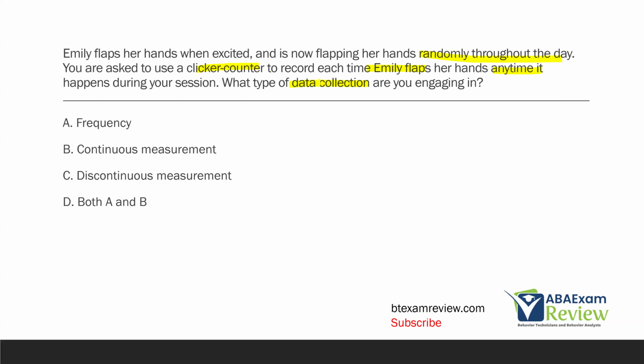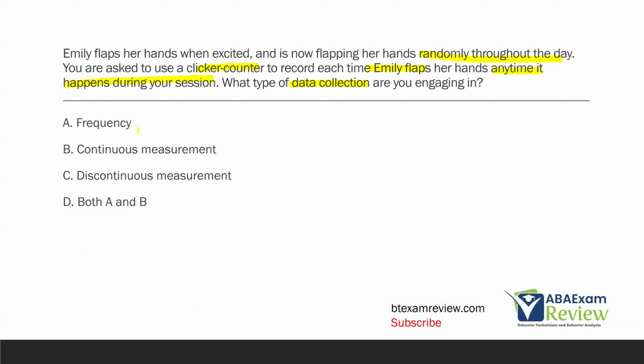One, you're going to use a clicker counter to record each time Emily flaps her hands. So if you're going to use a counter to count each time it happens, what type of data collection is that? Well, if you're using a count, you are using a frequency measurement. Number 2, you're going to do it anytime it happens during your session. So if you have a 4-hour session, you're going to record hand flapping for 4 hours. Now, would that be continuous measurement or discontinuous measurement? Well, that's going to be continuous measurement. Continuous measurement happens throughout the entire day, or in your case, your entire session.